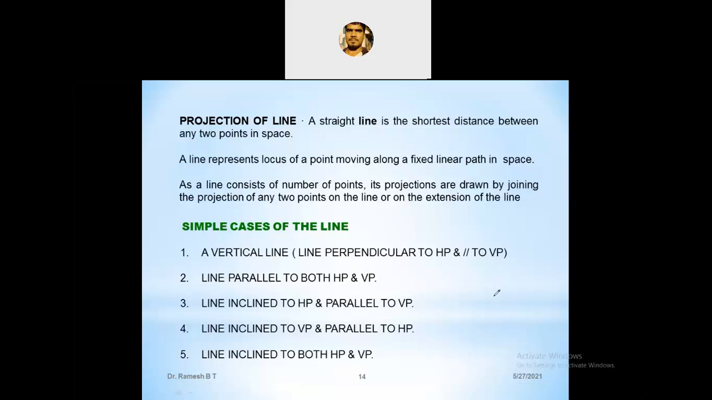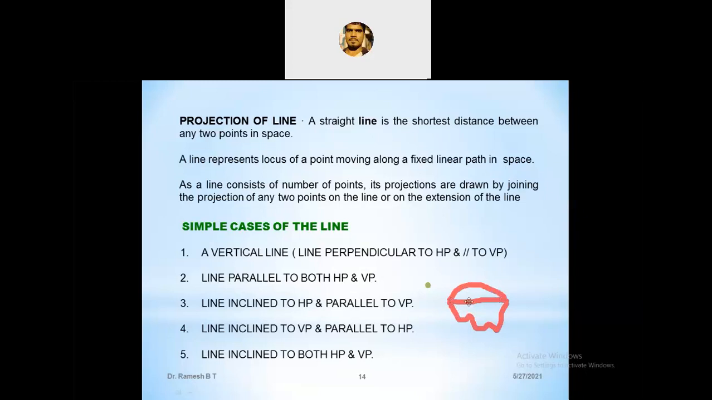See, this is one point, and this is another point. The shortest distance between these two is called a straight line. Of course, we can draw a curved line like this, or else a curved line like this. But these two are not straight lines. Only this one is the straight line.